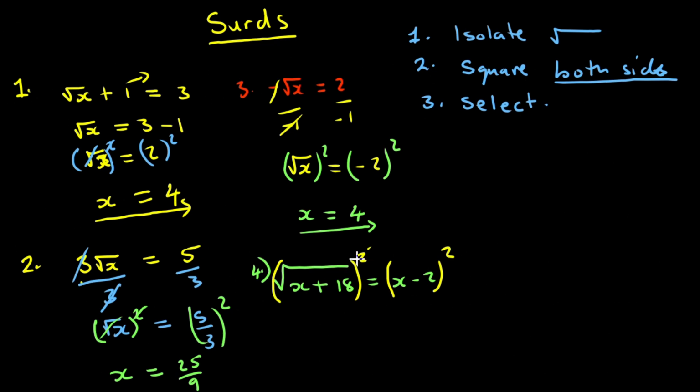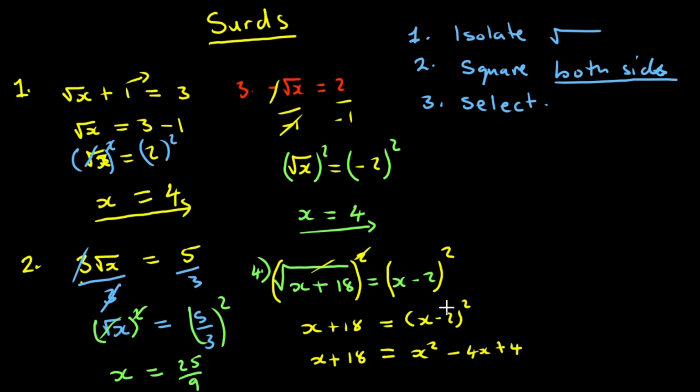So again, remember, squaring cancels the square root. So we are going to have x plus 18 is equal to (x minus 2) squared. Then you expand this part: x squared minus 4x plus 4 is equal to x plus 18. You know how to expand brackets, right? If you don't know, please check the other videos about the expansion of brackets.